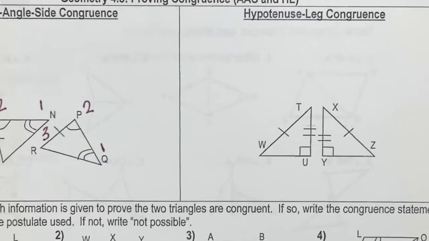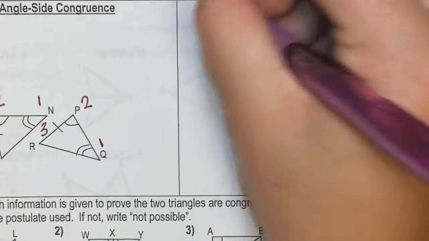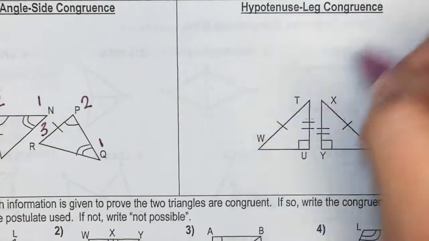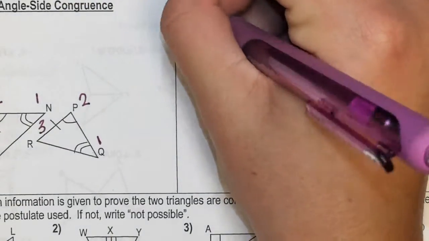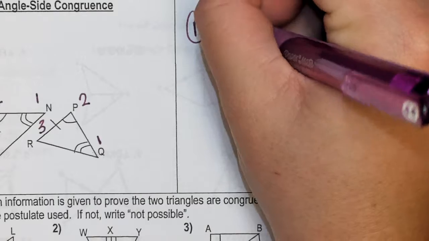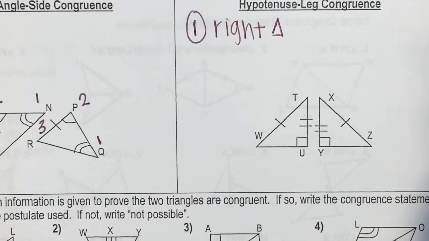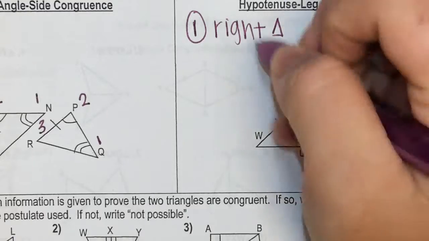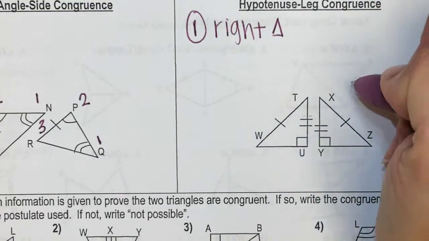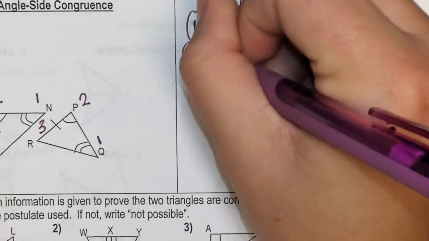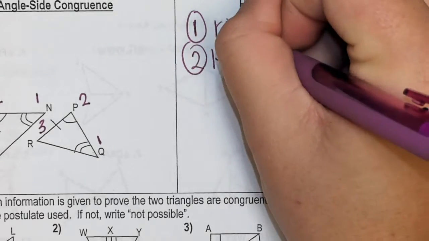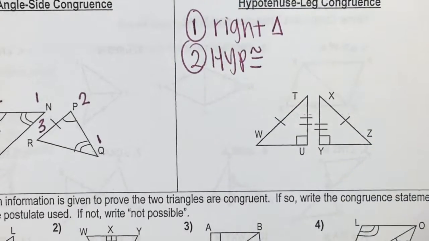Then we have hypotenuse leg. There are three things that have to happen for you to use hypotenuse leg. The first thing, it has to be a right triangle. If it's not a right triangle, you cannot use this. So both of them have to be a right triangle. The second thing is that the hypotenuse of both has to be congruent.